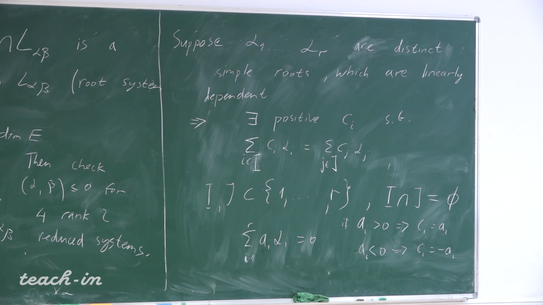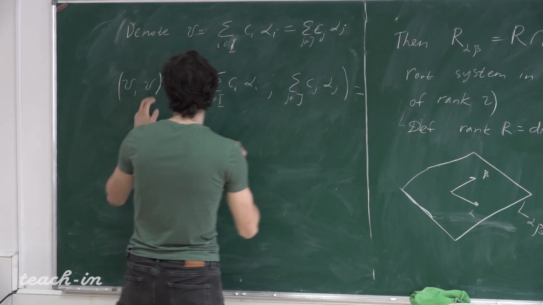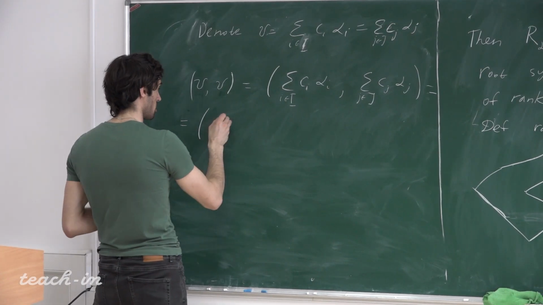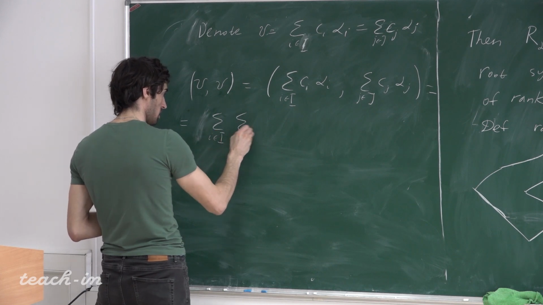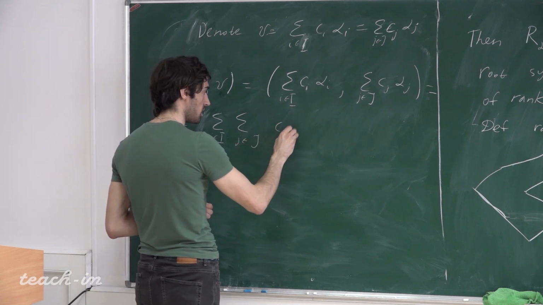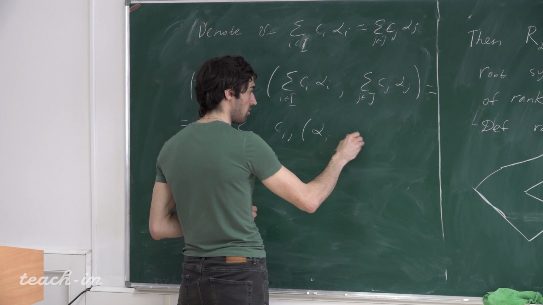If I have the norm of v, I plug the first equality into the first place here, sum over i from I, and use the second equality to plug into the second place here, sum of cj αj, j runs over J. So this is just the sum over i from I, sum over j from J, ci cj of (αi, αj).